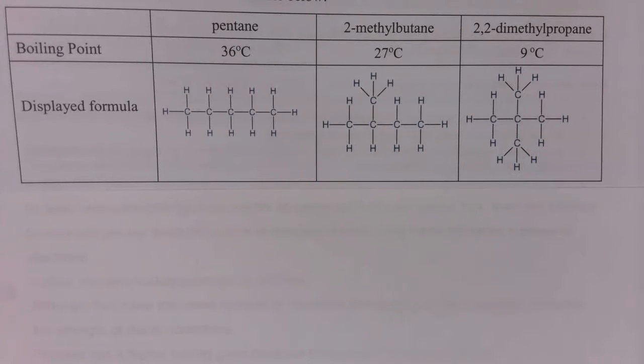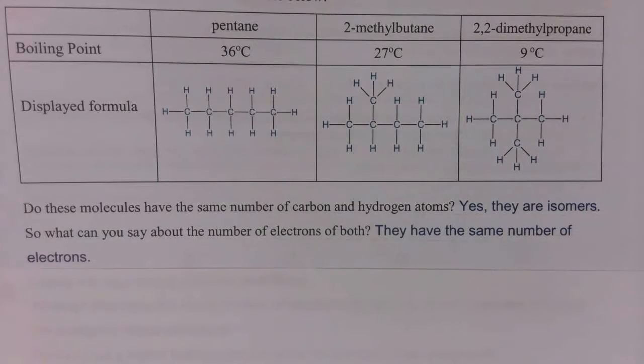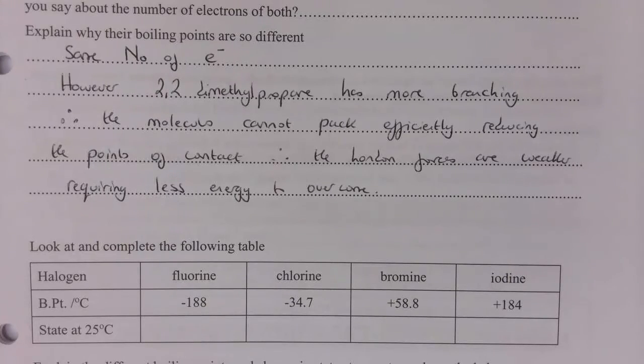So on the next page, we've drawn pentane, 2-methylbutane, and 2,2-dimethylpropane. What you should notice is these are isomers. In other words, they have the same number of carbons and hydrogens, but they have a different carbon skeleton. So they're called structural isomers. In each case, because they are isomers, the number of electrons in each of them is the same. So the difference in the boiling point can't be down to the number of electrons. It has to be down to the shape.